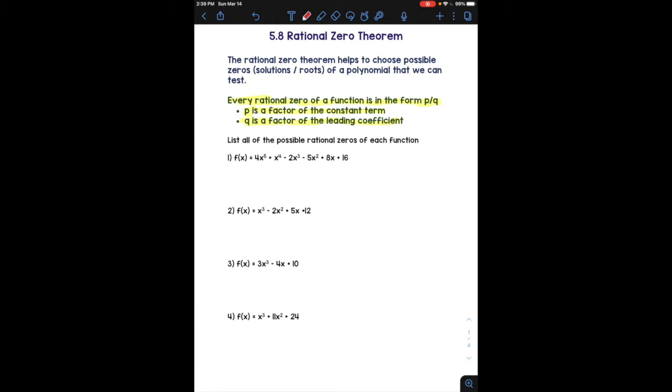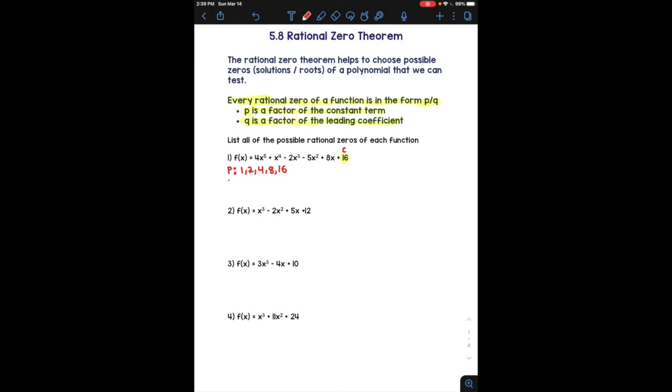the polynomial function. For example, problem number 1 through 4 in this page, we're just going to list all the possible solutions to a polynomial. First thing we're going to do is find p, which are all the factors of the constant term. In this case, the constant term is 16. So let's go through the factors or the numbers that would go into 16. That would be 1, 2, 4, 8, and 16.